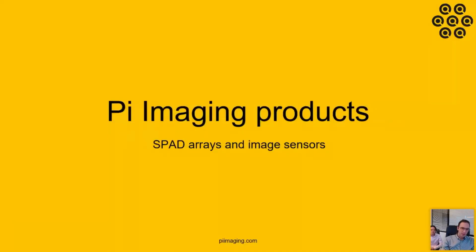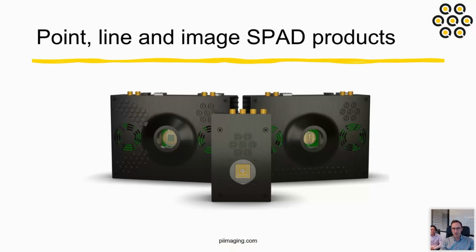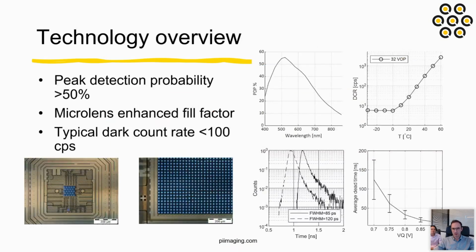Okay, how does this translate to the products that we are offering? We have, as mentioned before, 3 product lines: point, line, and image sensor. Our technology comes with a peak photon detection probability above 50%. All of our products have microlenses in the offering. The typical dark current rate is below 100 counts per second, and even smaller for our image sensors.